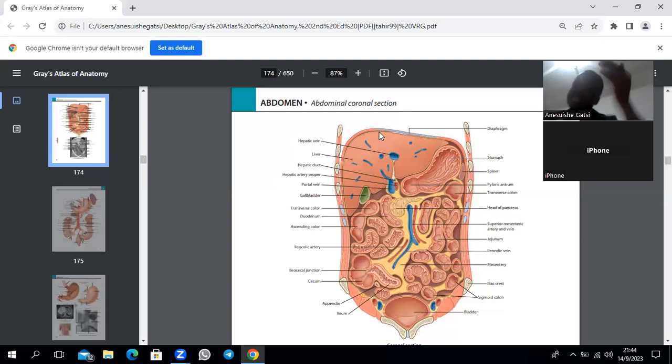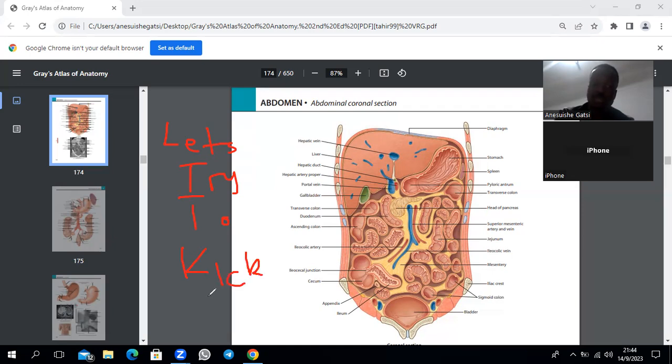Right? Then things that are behind that stomach. There's a mnemonic that we normally use. It goes like, let's try to kick 6, 7 stones per day. These are the things that are behind the stomach.